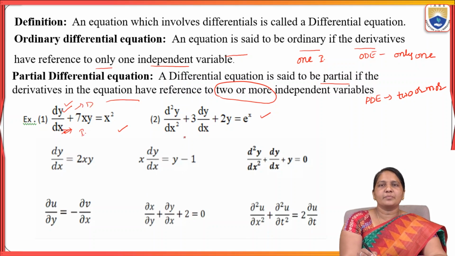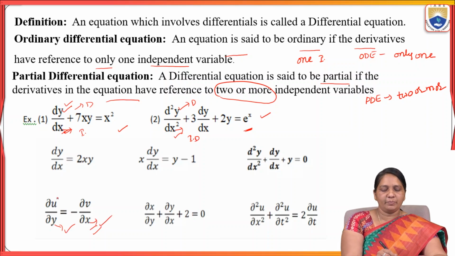In the same way, we can observe in the second equation, d square y by dx square plus 3 into dy by dx plus 2y equal to e power x. Here also y is the dependent variable and x is the independent variable. Here we did the differentiation 2 times. Now for a partial differential equation, dou u by dou y equal to minus dou v by dou x, two independent variables are there, y and x, and the dependent variables are u and v.